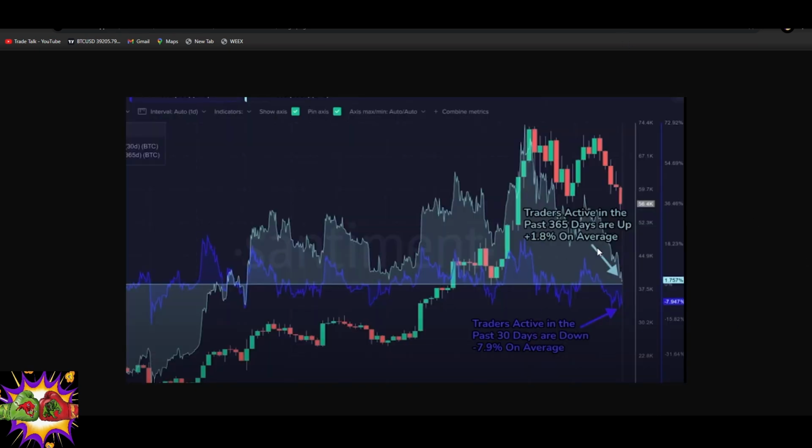This chart right here shows you the traders active in the past 30 days are down. That's this blue line here. The middle part right through here is the zero line, if you will. Basically all this chart is showing you is that generally when we get in this area, we do tend to see price trade back to the upside. Here is one of those such instances, and then here's another one where Bitcoin traded up. But it doesn't always work, because here's one where Bitcoin traded down and sideways for many weeks.